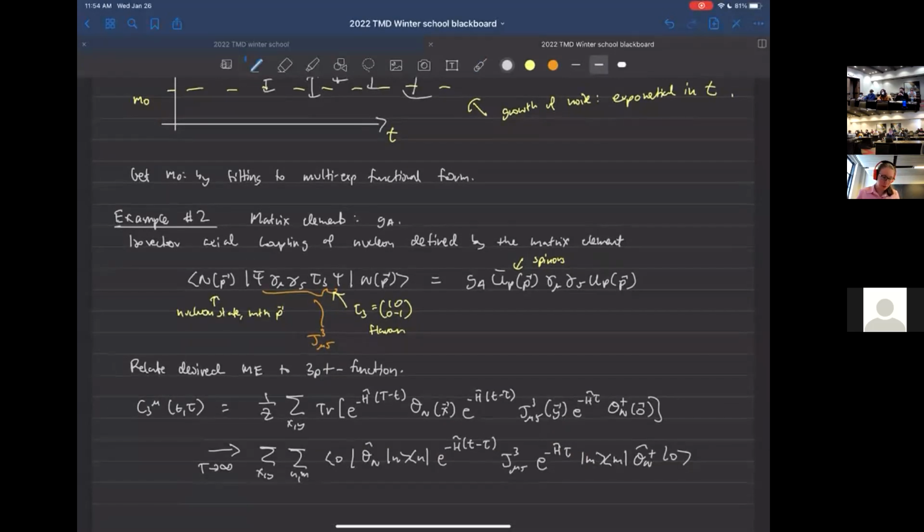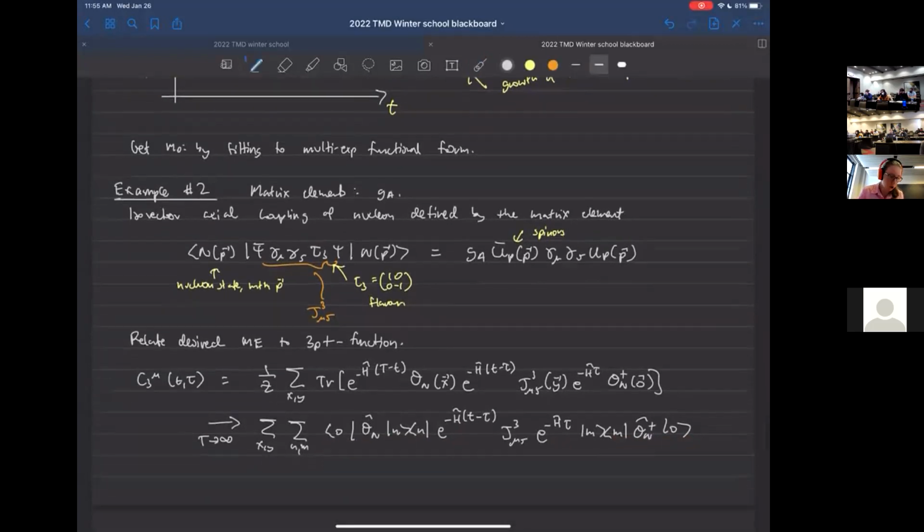And we now have this. So this was just inserting one complete set of states here, one here. Now we have something where we can again act with the Hamiltonian to pull out energies. These overlaps of the operator onto some state, I'm just going to call that some constant again, some Z. We don't really care what that is, it's just a constant we have to fit.